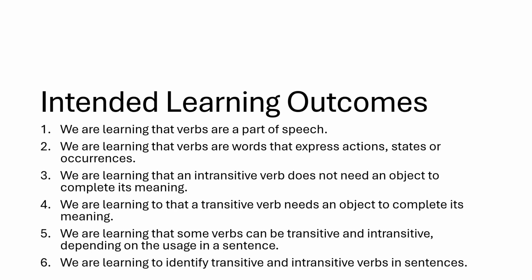4. We are learning that a transitive verb needs an object to complete its meaning. 5. We are learning that some verbs can be transitive and intransitive, depending on the usage in a sentence. 6. We are learning to identify transitive and intransitive verbs in sentences.